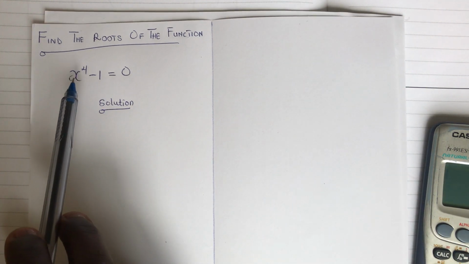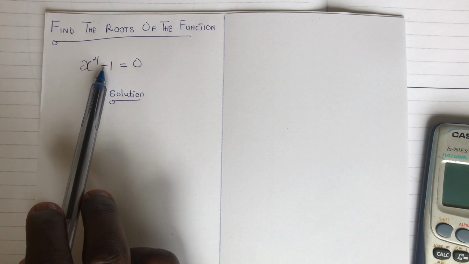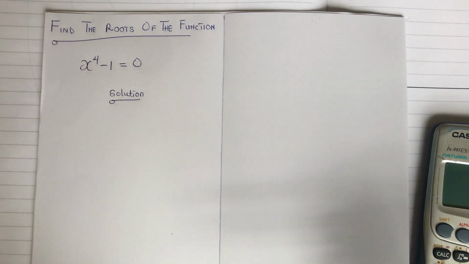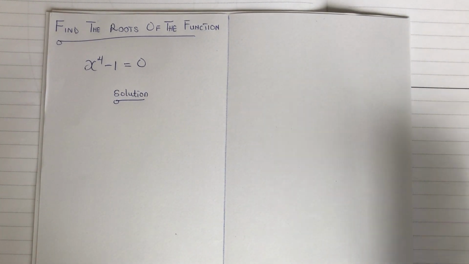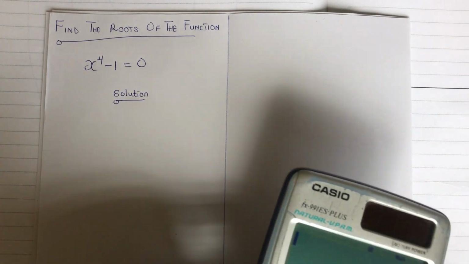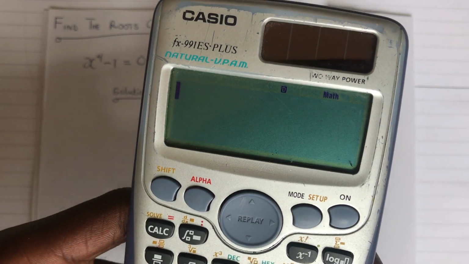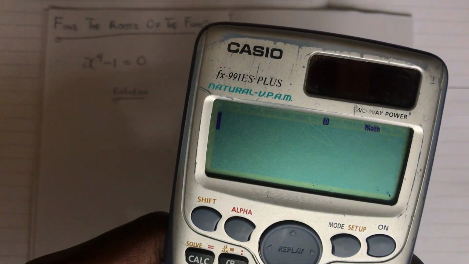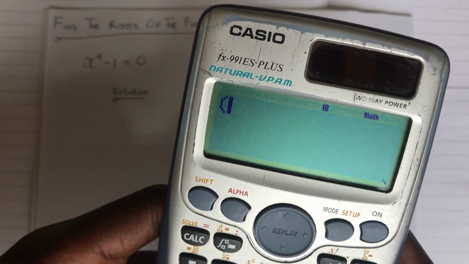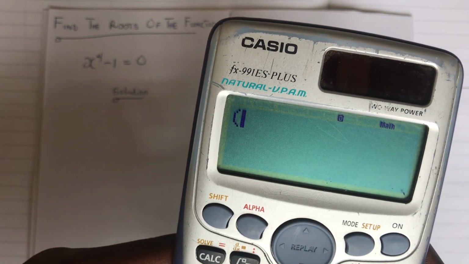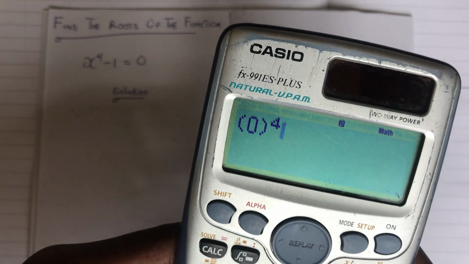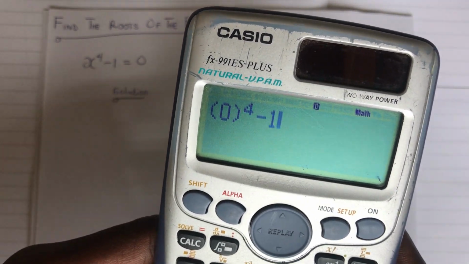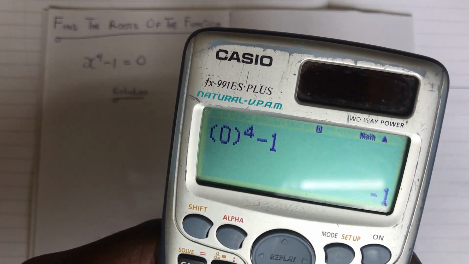What value, when you substitute for x and you subtract 1 from it, will give you 0? It's very simple. We can start with 0. Usually, I want you to try and error and see, for those of us that have issues with something like this. So let's punch the equation on the calculator. We are substituting a value for x. So let's start with 0 to the power 4 minus 1. We need to get 0. Now this is giving us negative 1.